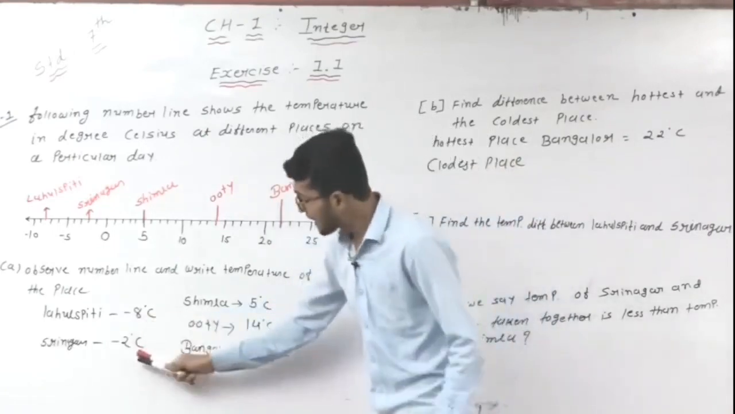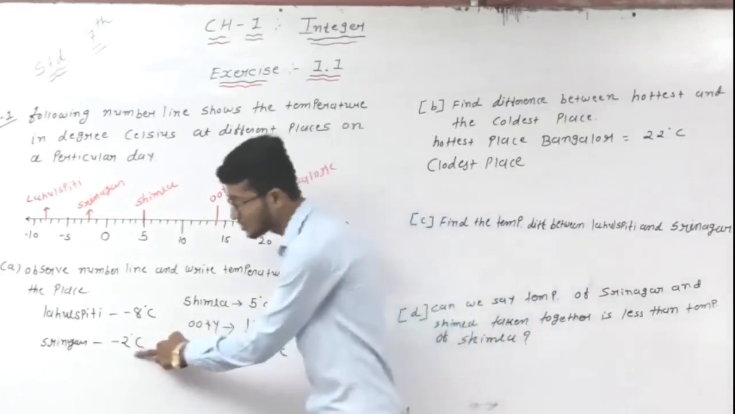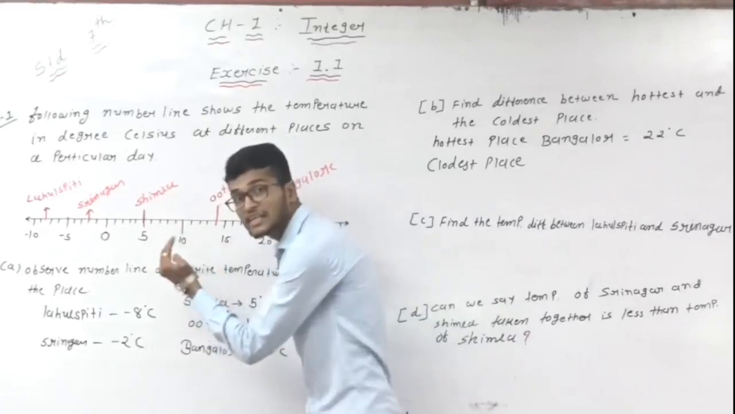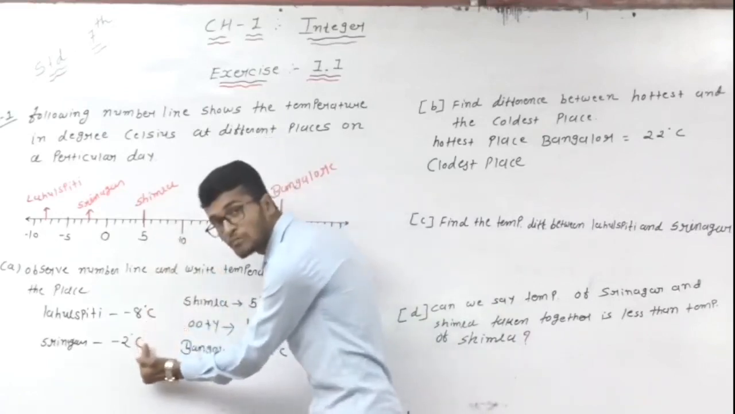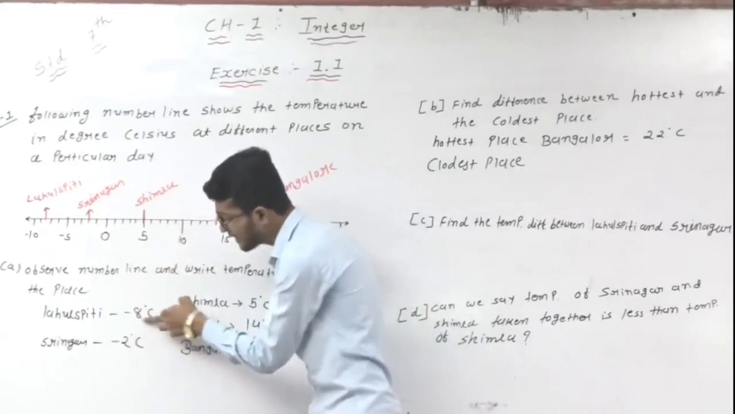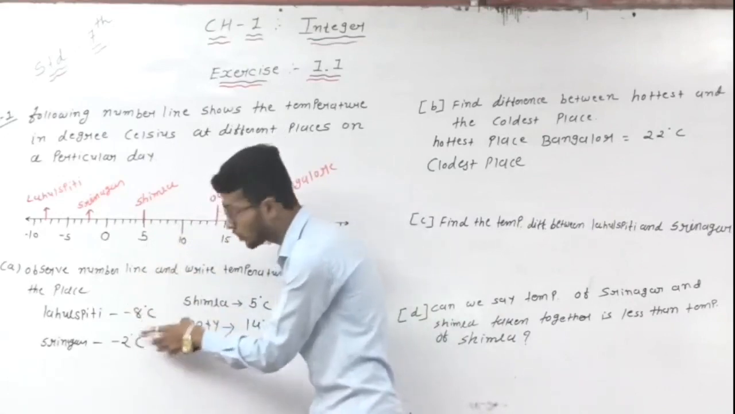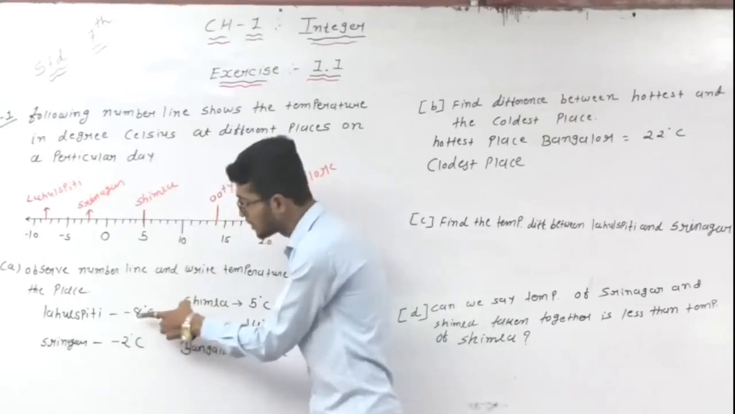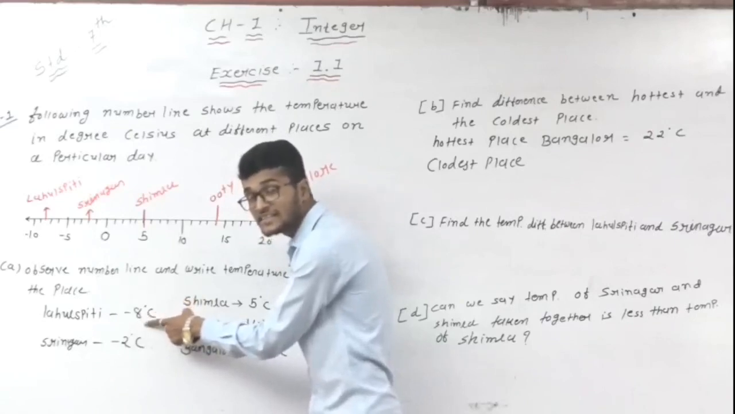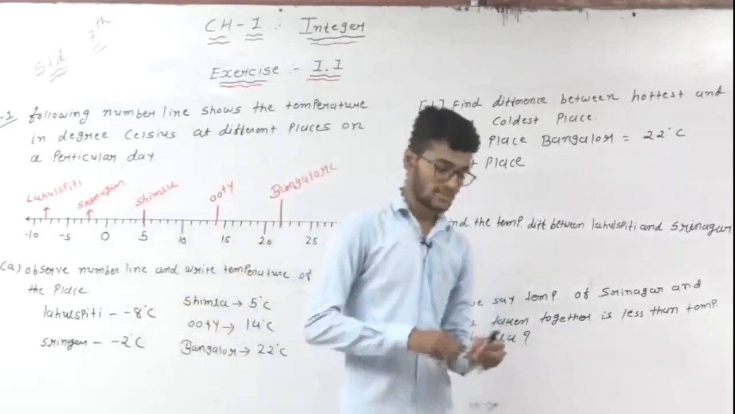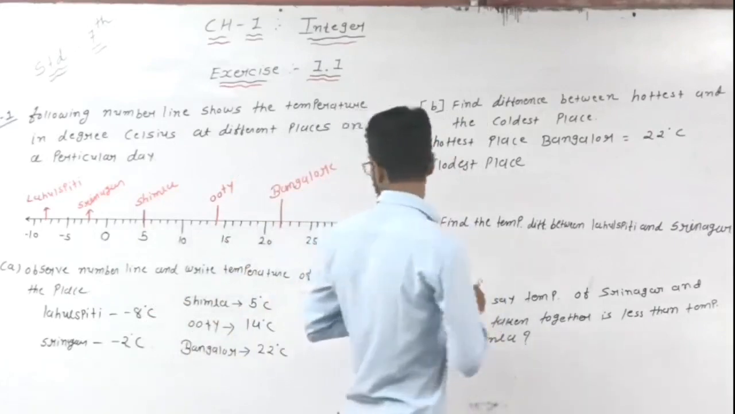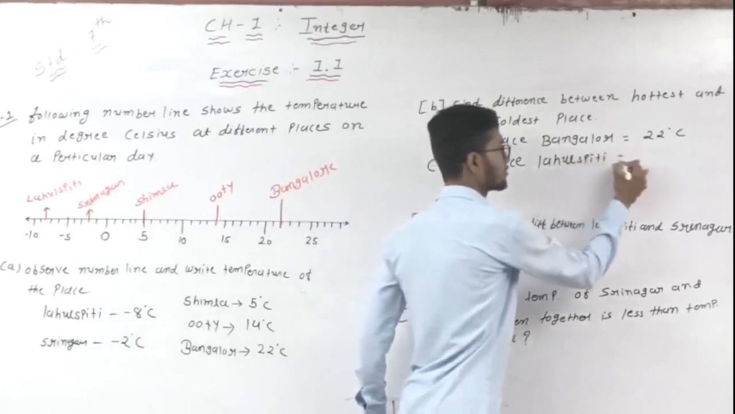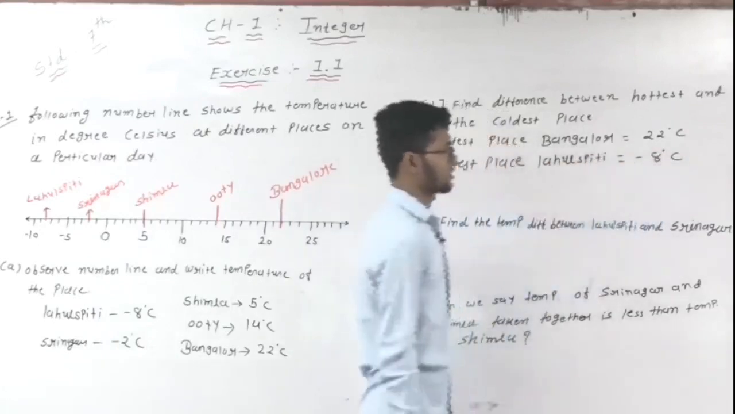So dear student, here -2 and -1, they don't write -2 degrees Celsius. This one is not the coldest place. Why? Because among negative integers, the smaller number is the bigger one. It means -2 and -8. So the bigger number is -2, not -8. So -2 is a big number and -8 is a small number. So -8 degrees Celsius is the coldest place. So the coldest place is Lahaul Spiti, which is equal to -8 degrees Celsius.